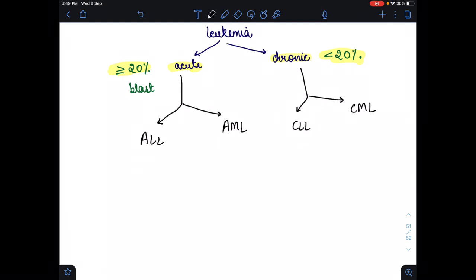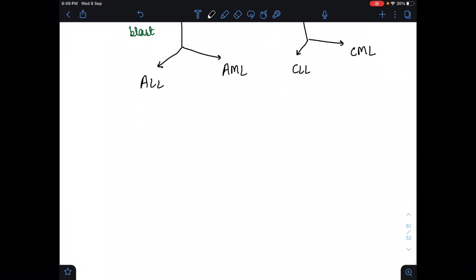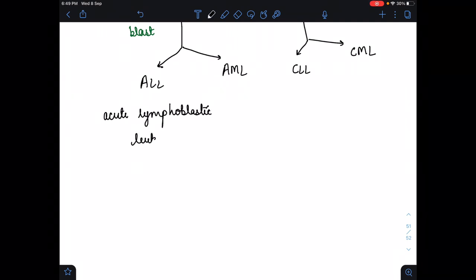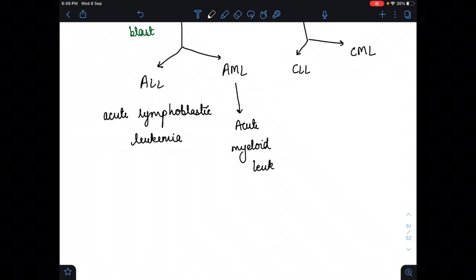So what do we mean by ALL? ALL stands for acute lymphoblastic leukemia, while AML stands for acute myeloid leukemia, and CLL stands for chronic lymphocytic leukemia and CML for chronic myeloid leukemia.